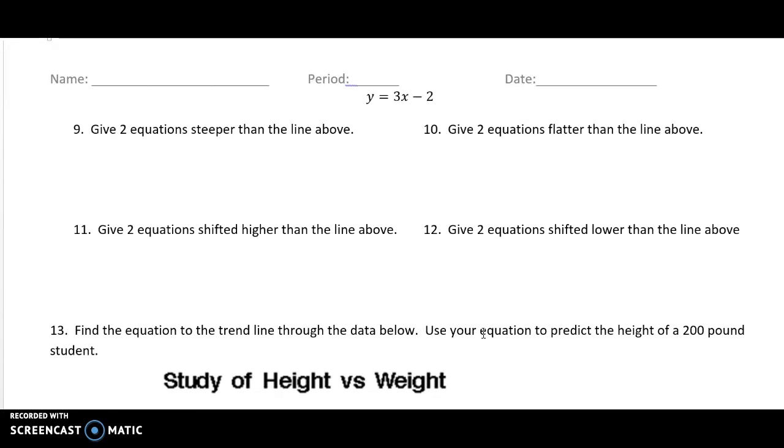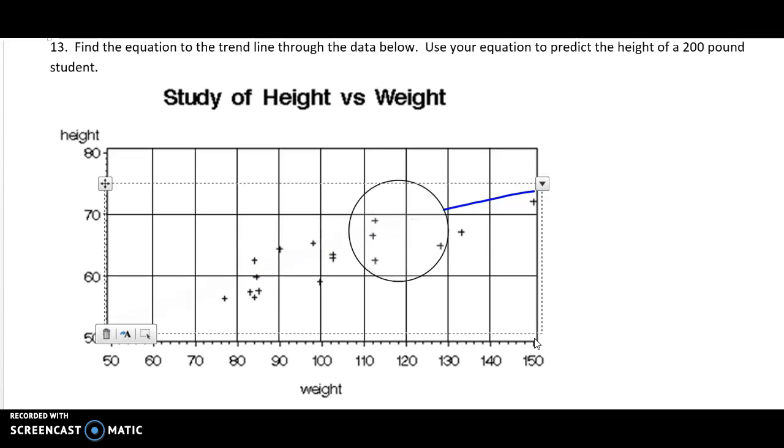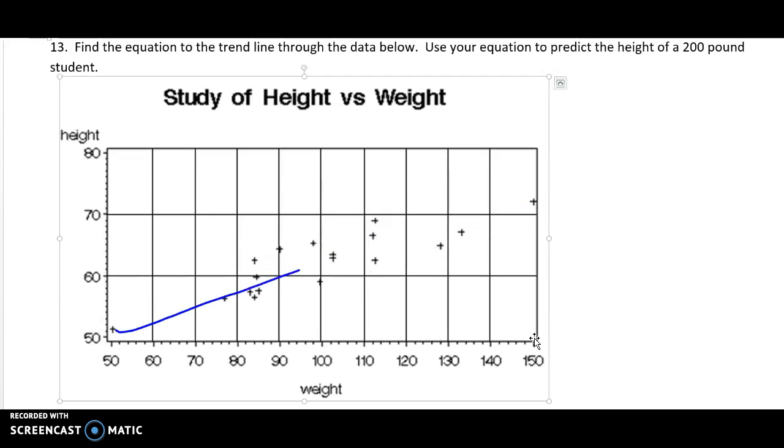Number 13. We're going to scatter plot. Find the equation to the trend line through the data below. Use your equation to predict the height of a 200-pound student. So, there is an awful trend line. Let me redo that. There we go. Perfect trend line right there.